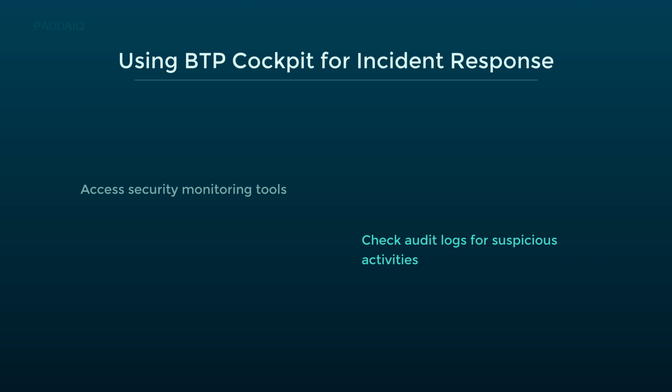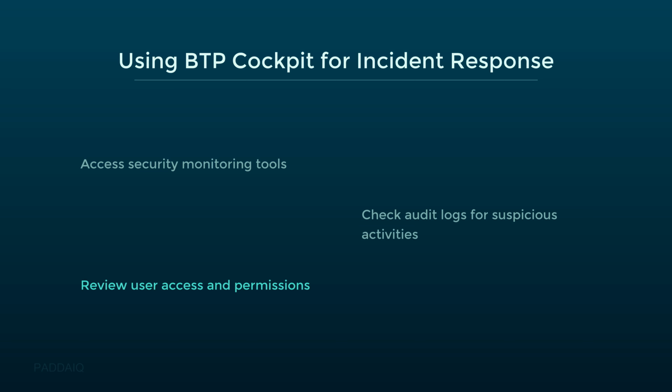Check audit logs for suspicious activities. This means reviewing system records to detect unusual actions like unauthorized access. For example, if someone repeatedly tries to log in with incorrect credentials, it could signal a security threat. Consistently monitoring these logs helps protect your environment and respond quickly to potential incidents.